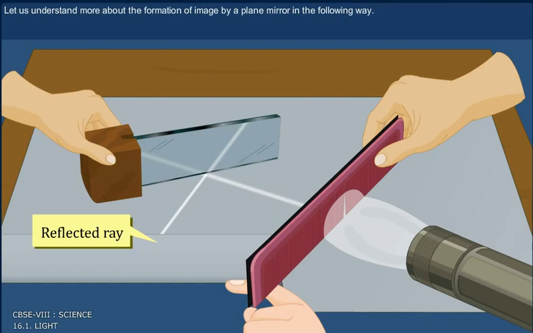Now, let us understand more about the formation of image by a plane mirror in the following way.